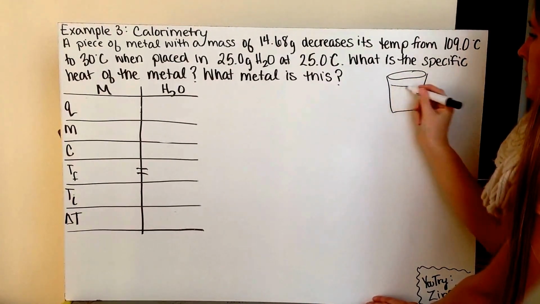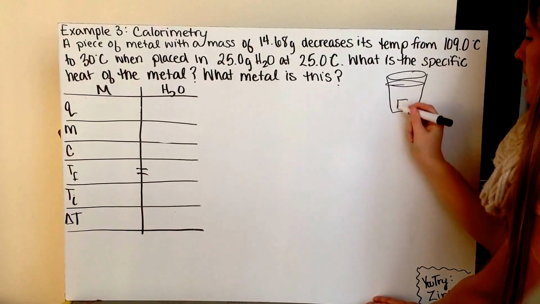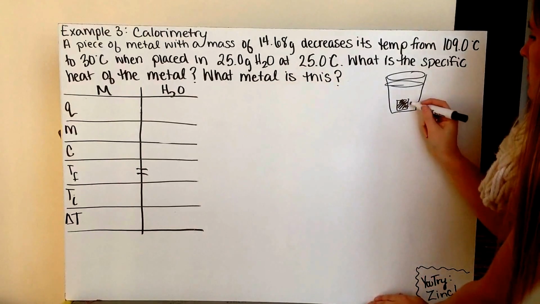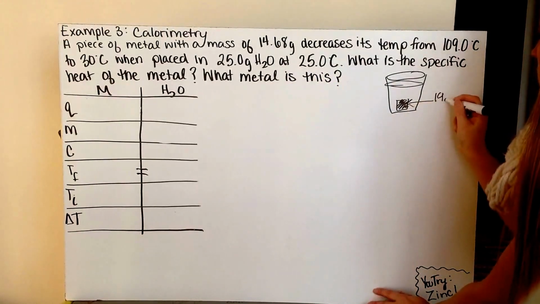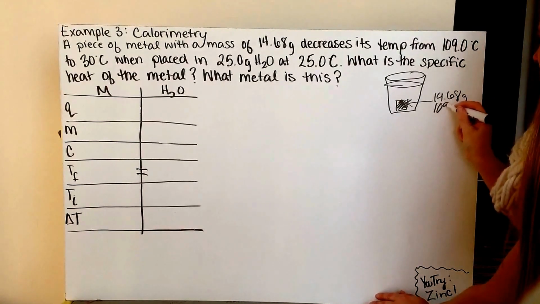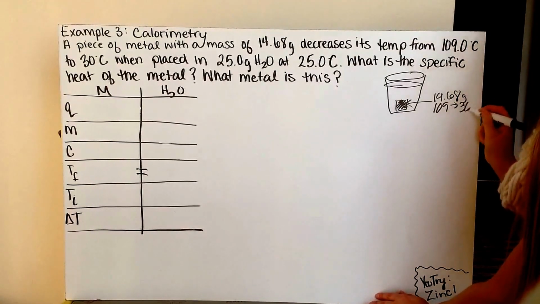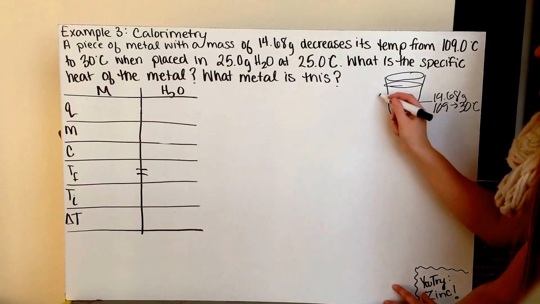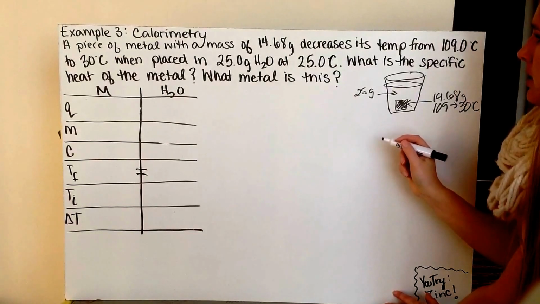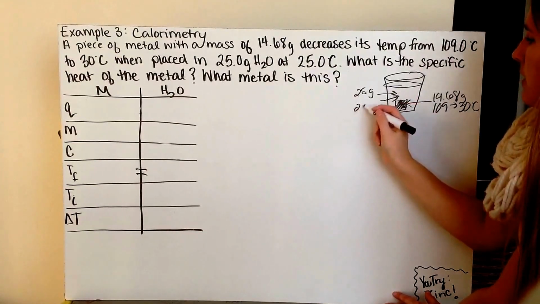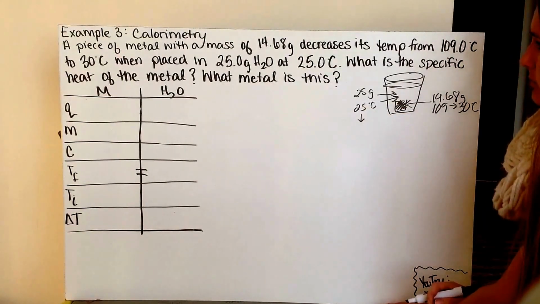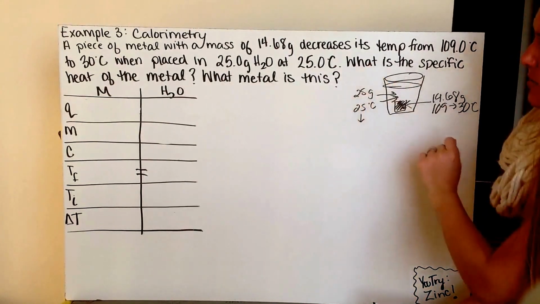Here's my glass, it has water, and I have my metal object. I have a piece of metal with a mass of 14.68 grams, decreases in temperature from 109 to 30 degrees C. It's placed in 25 grams of water at 25 degrees Celsius. I don't know what it goes to. Okay, this is what's given to me in the problem.